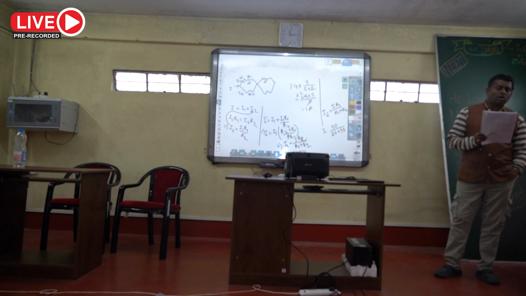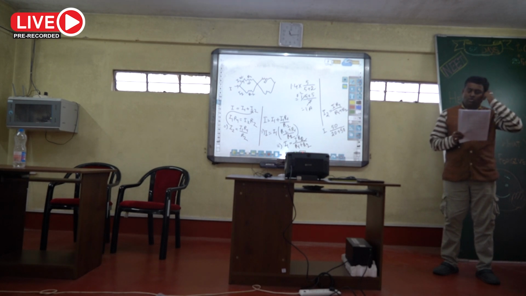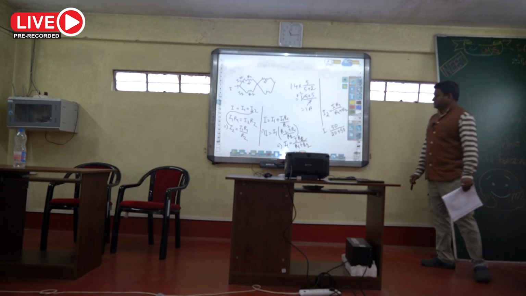Then next problem, two identical cells connected in series send 10 ampere current through a 5 ohm resistor. When they are connected in parallel, they send 8 ampere current through the same resistor. What is the internal resistance of the cell?